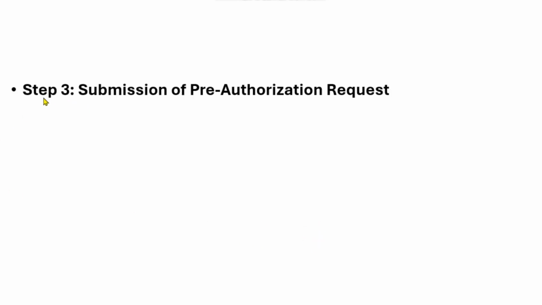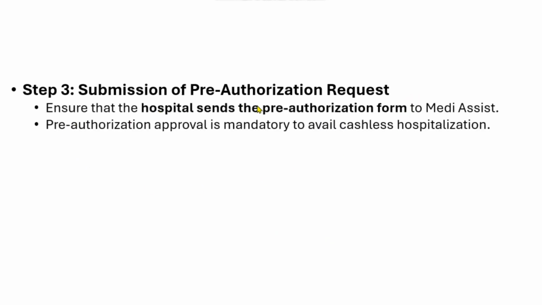Now the third step is submission of the pre-authorization request. Generally in the third step, your hospital sends a pre-authorization request to Medi Assist. Suppose you got admitted to a network hospital registered with Medi Assist, then it is the responsibility of that hospital to send the pre-authorization form to the Medi Assist team, so that the team can pre-authorize it and approve the claim, and you can avail the cashless hospitalization process. Pre-authorization approval is mandatory to avail cashless hospitalization.